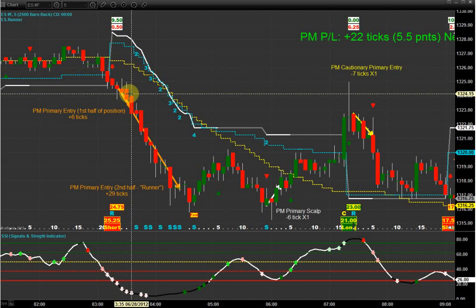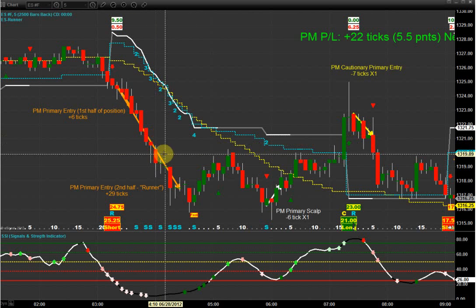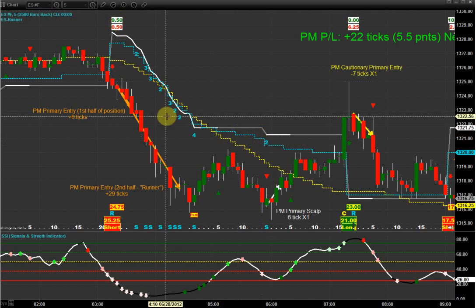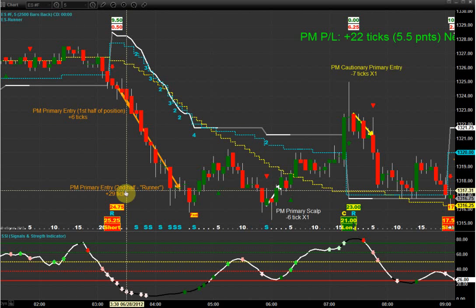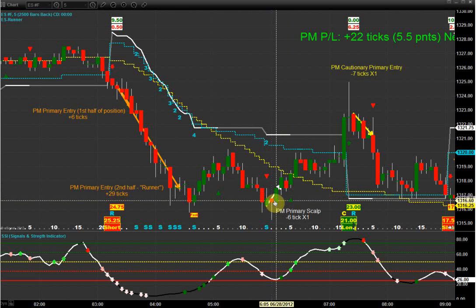This was a great move that morning. Made a lot of money for those that traded it. It happens often in pre-market, you get good moves. But a 9.5, 10 point move is pushing it to get into a scalp, especially when you've made so much money on the primary entry first contract and primary entry runner. But we'll still count this. It is a rule right now.